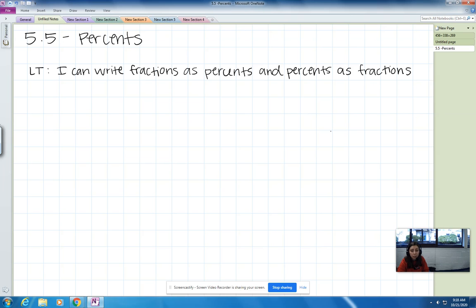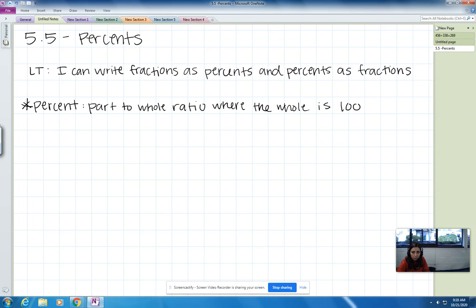In order to do this, we need to define what a percent actually is. You've probably heard the word used before, but you may have not been totally sure exactly what it means. So let's go ahead and define it. A percent is just a part to whole ratio where the whole is 100.